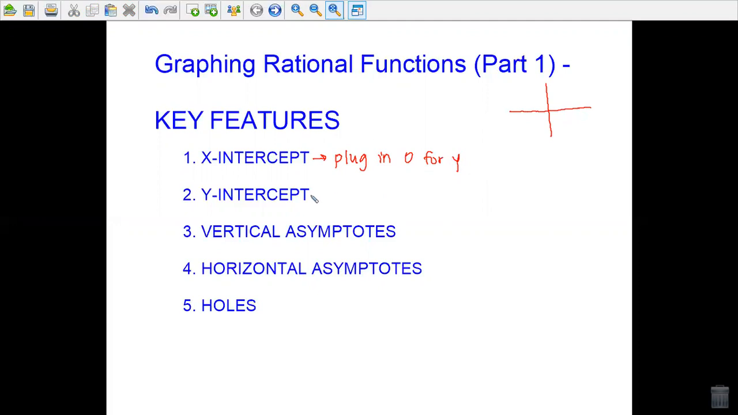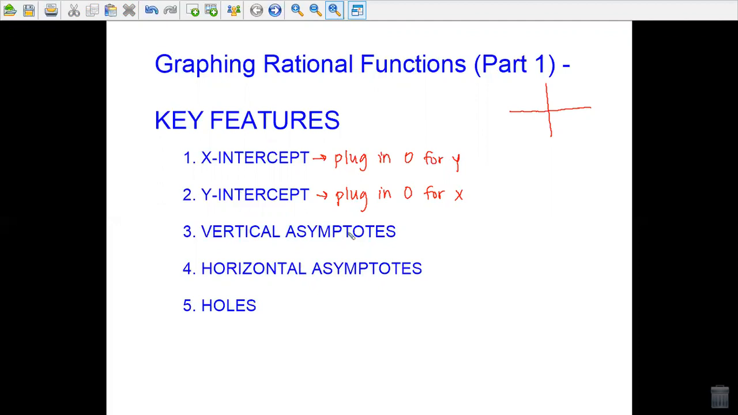And then likewise, if I want to find my y-intercept, I'm going to plug in 0 for x. What I mean by plug in 0 is replace all of the x's with 0 and then see what y equals. Or plug in 0 for all of the y's and see what x equals. So that's our long way. And again, we have a shortcut we'll look at in just a second.